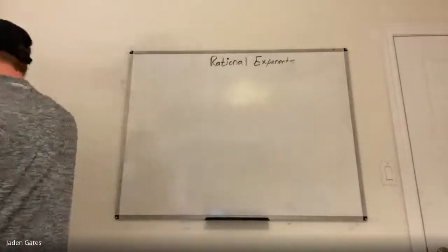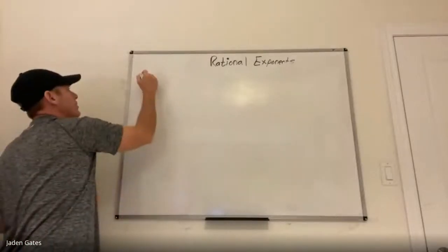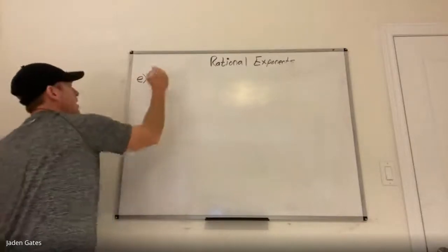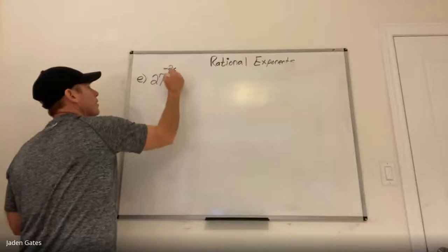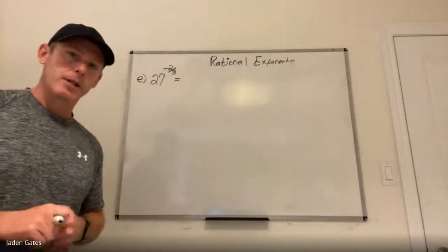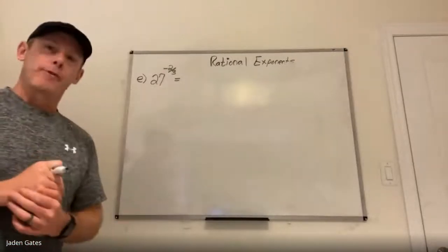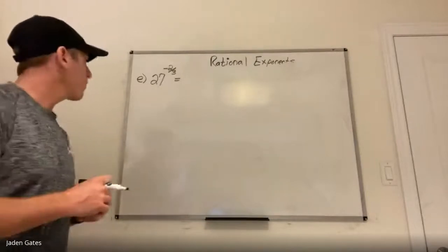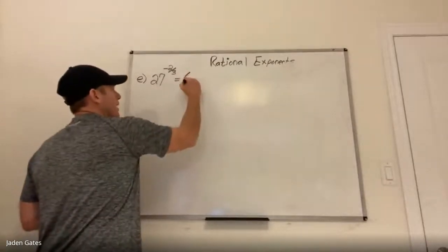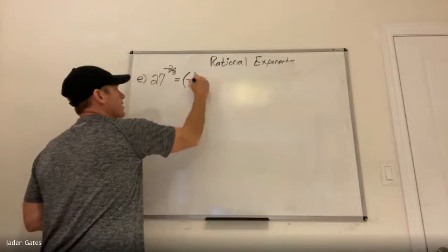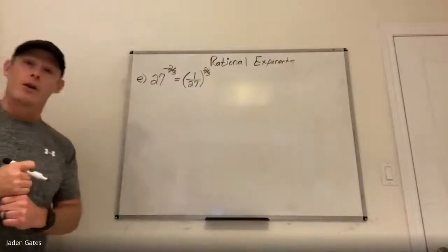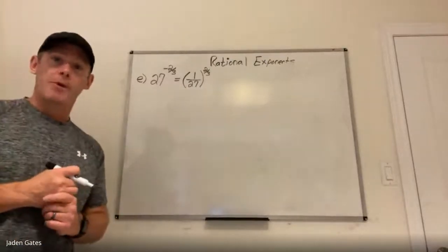All right, so next up, there we go, nice and dry. E, we have 27 to the negative 2/3. All right, now, negative exponent. We just did this last class. I have to deal with that negative exponent first before I put this in radical form. All right, but again, when we're dealing with a negative exponent, we're going to flip the base. So it's going to be 1 over 27. And change the exponent to a positive. All right, so now we just use the negative exponent power rule.